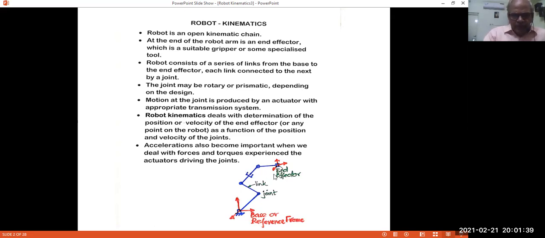And in kinematics, we'll be mainly interested in finding the position, orientation, and velocity of the end effector, or it could be any point on the robot arm. But accelerations, of course, will be useful mainly for finding out the joint torques or the forces to be exerted by the actuators. And in these lessons, we'll not worry too much about these accelerations.